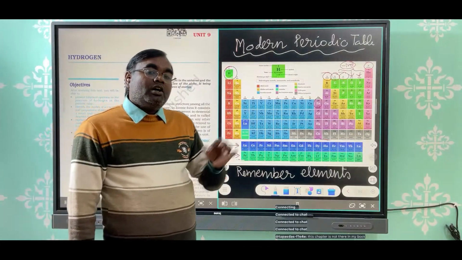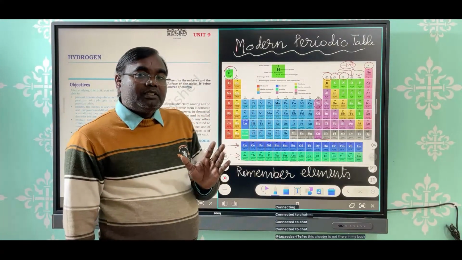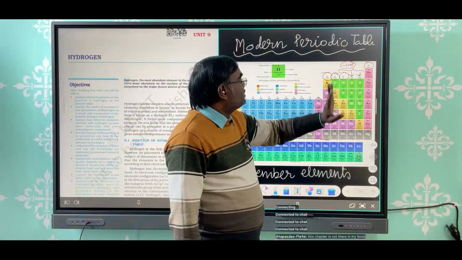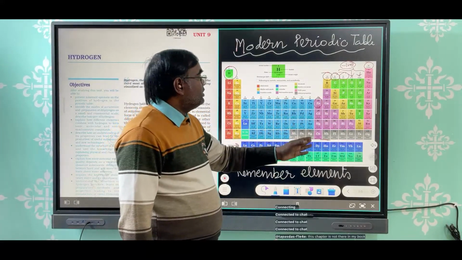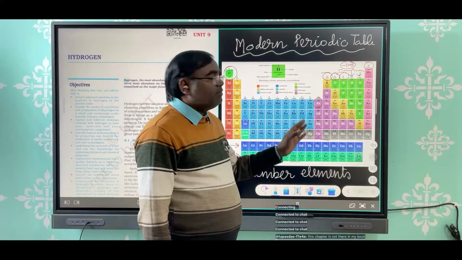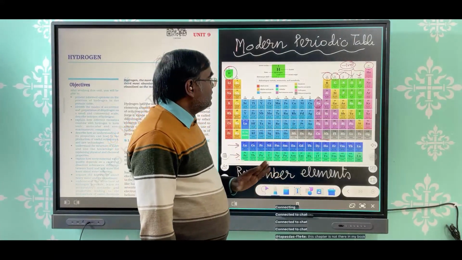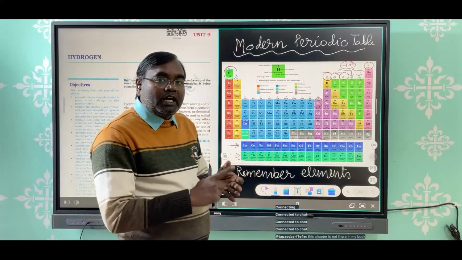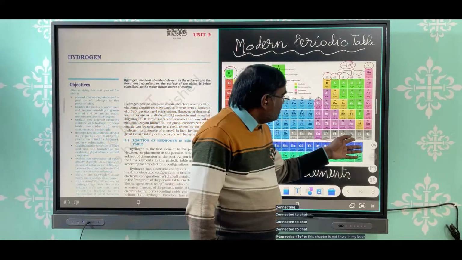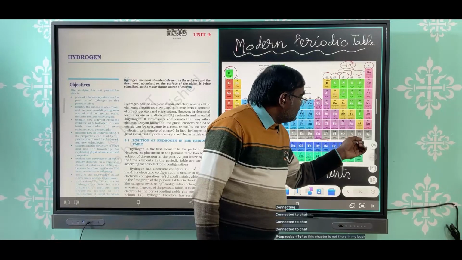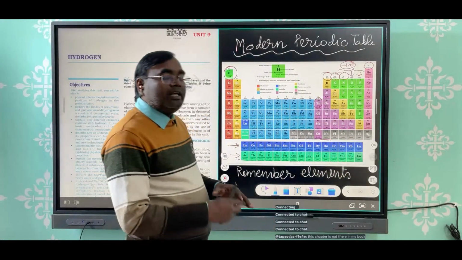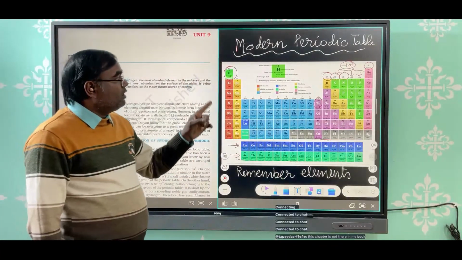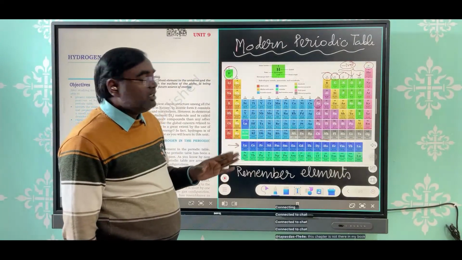Examiners used to ask, write the group of all the elements having the valency minus 2, likewise minus 1, minus 3, right, this way. So next one is the halogen elements: fluorine, chlorine, bromine, iodine, astatine, and last new one is the tennessine. So in this way, you can memorize the element names group wise, because these are used to be asked in the exams.